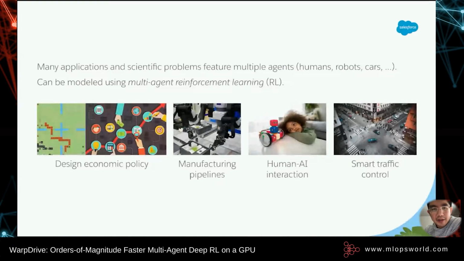Human AI interactions are another very great example where in the future we might be talking and interacting with robots, and they might be trying to help us. And that means that we have to think about the interactions between these different agents.